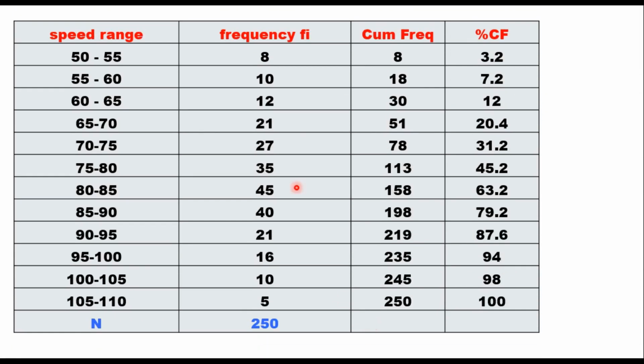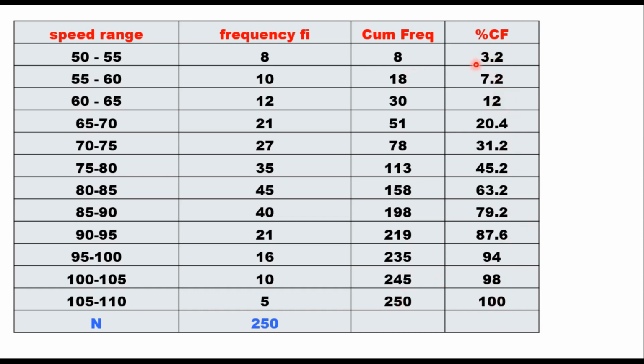So next is to draw the frequency graph and cumulative frequency chart. That is called the probability density function, and this is the cumulative frequency distribution. This is the frequency which you observed in the field, and if you take cumulative frequency, then 8 is written here, 8, then 8 plus 10 is 18, 18 plus 12 is 30, and so on. And the cumulative frequency, 8 upon 250 is 3.2, 18 upon 250 is 7.2, and so on.